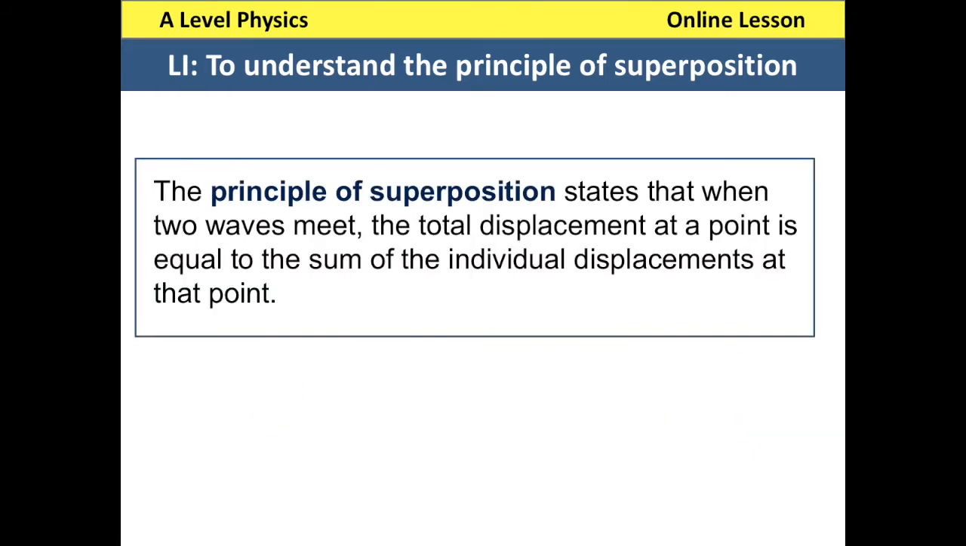Now, the principle of superposition states that when two waves meet, the total displacement at a point is equal to the sum of the individual displacements at that point.